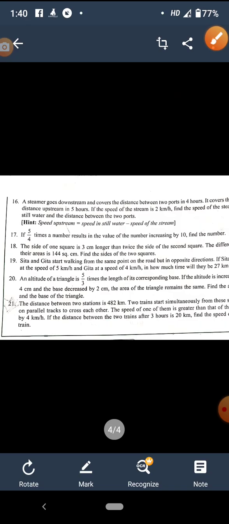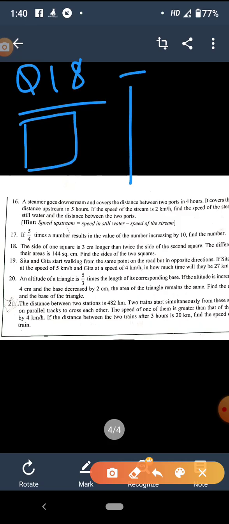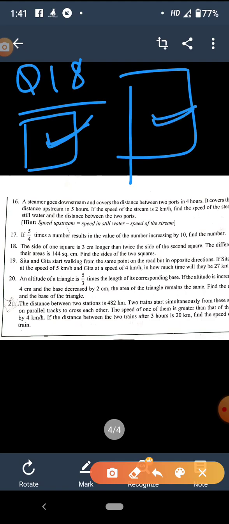Now question number 18. The side of one square is 3 cm longer than twice the side of a second square. One square is given, another square is given. One square's side is 3 centimeter longer than twice the side of another. Let it be x. This is the smaller square, side is x. Now twice the side and 3 centimeter more.